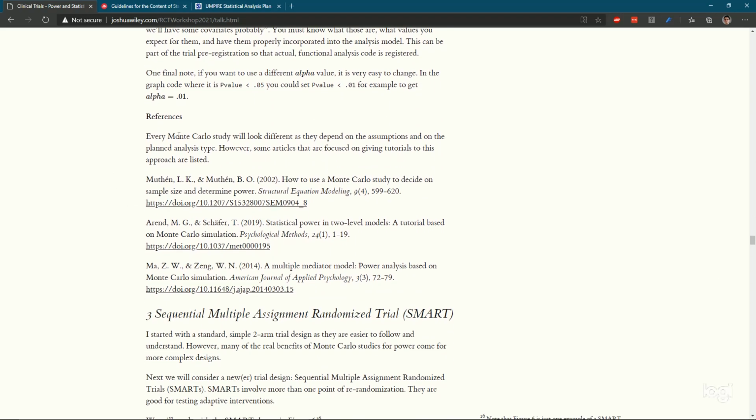Every Monte Carlo study is going to look different as they depend on the assumptions and the planned type of analysis. But here are some articles that are focused on giving tutorials to Monte Carlo studies. These are just a few different articles that should help you get familiar with this if you want to do something like this.